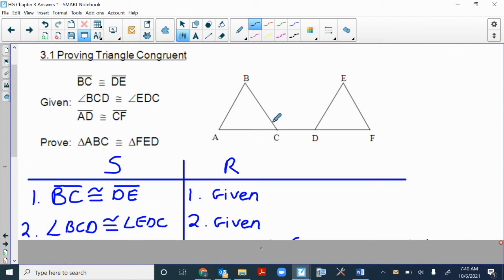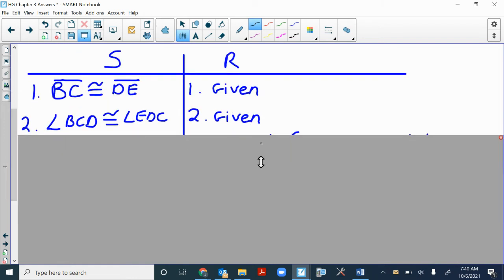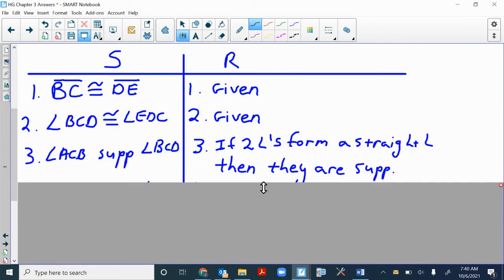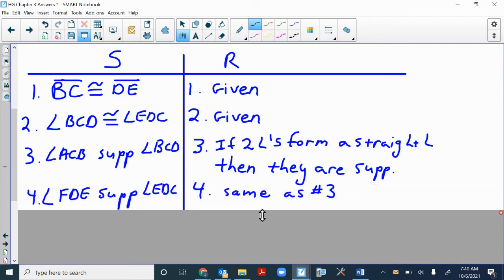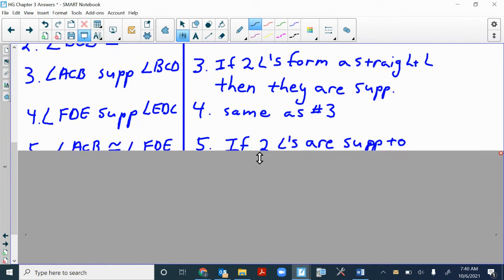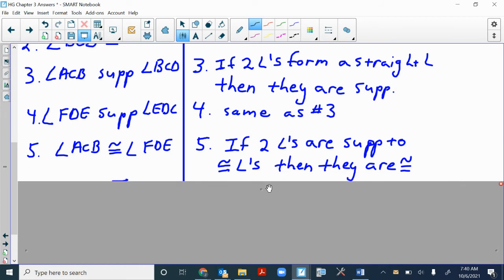So now we have these angles that are on the outside. And just like the last time, we're going to state the supplements. So angle ACB is supplement to angle BCD. And same reason, angle FDE is supplement to angle EDC. Again, it's because they form a straight angle, so they are supplementary. And then we can say they're congruent to each other because two angles that are supplementary to congruent angles are then congruent themselves.